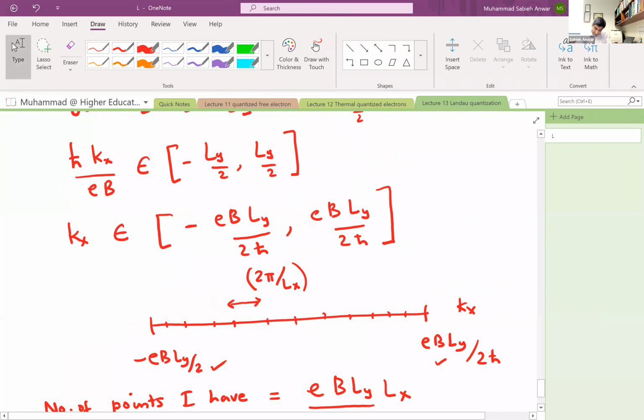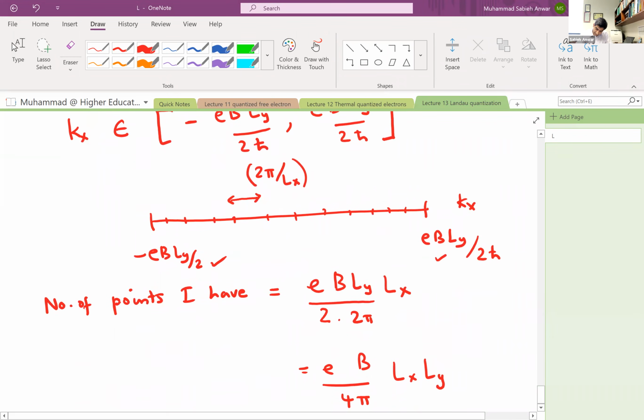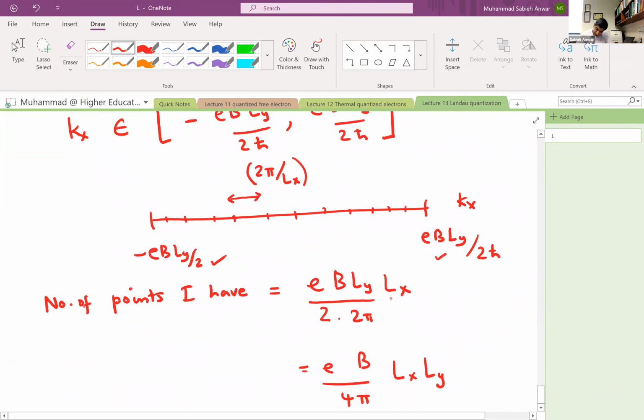There has to be a 2 h bar, eB Ly over h bar.